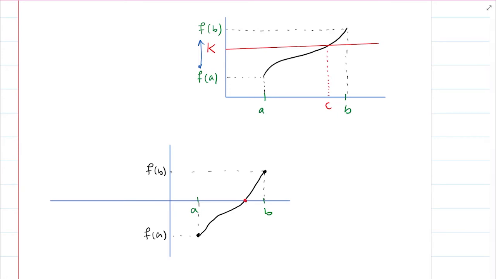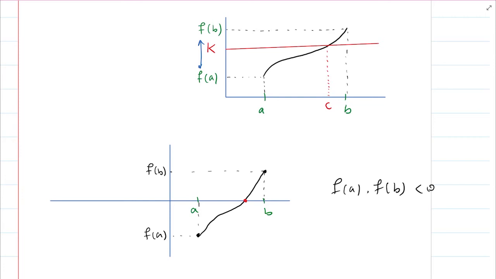So as long as f of a times f of b is negative, and it could be the opposite, it could be the other way, f of a is positive, f of b is negative. As long as when you multiply them, you get a negative sign, that means they have opposite signs, then the function has at least one root between a and b. So that's a nice property.